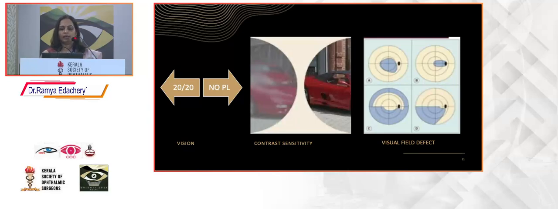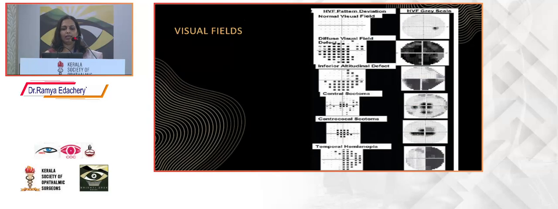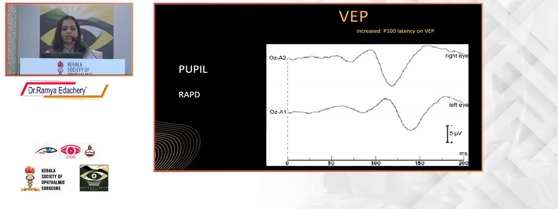Okay. Then the color visual field, it can be from a normal field to a diffuse loss or an altitudinal field loss, central scotoma, centrocecal scotoma, or anything can happen in visual fields. And pupil, normally optic neuritis is unilateral, so you will get a RAPD. And visually evoked potential, you will get an increased P100 latency.